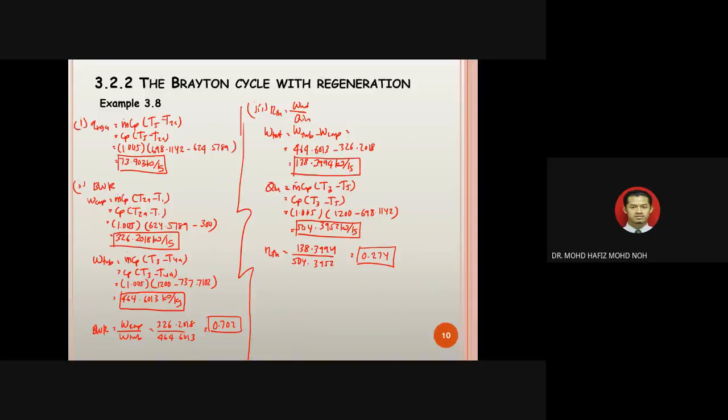Okay guys, I hope that all of you understand what I tried to say, and I also showed you some examples of how to solve problems related to regeneration. Well, I think chapter 3 will end here. So thank you very much for your attention, and I hope that all the material in this presentation will be useful for you to understand the basic calculation for the gas turbine cycle.